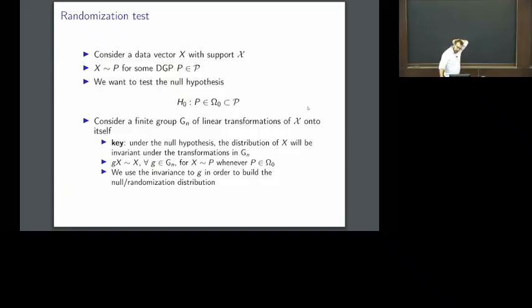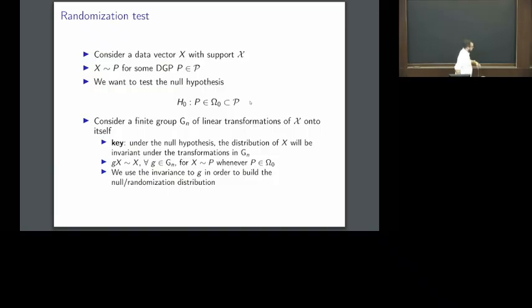Okay, so getting this in data. I want to think about all of my data being some vector X. X is drawn from some probability distribution P, and calligraphic P has all the possible distributions. Omega naught is some subset, and I want to test the null that the distribution P that generated the data is in omega naught.